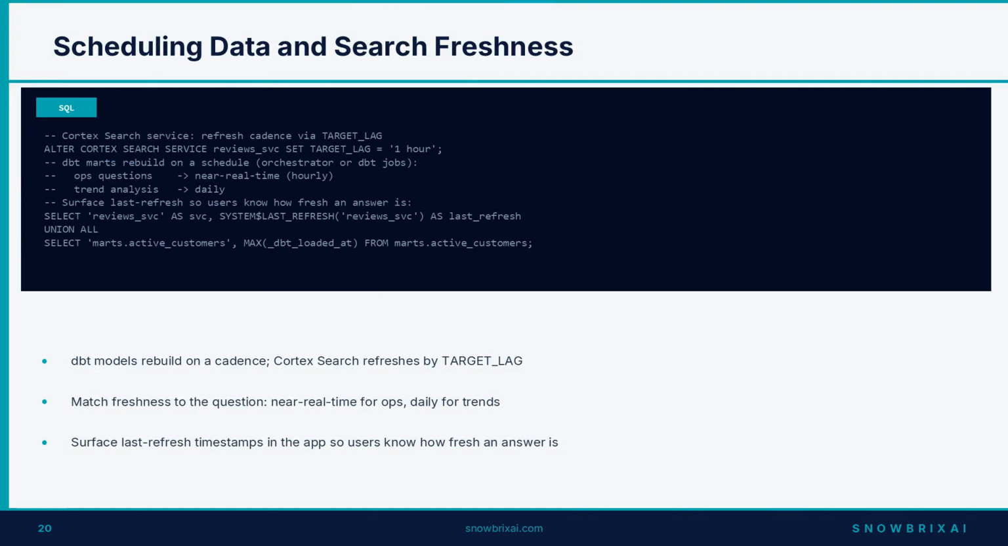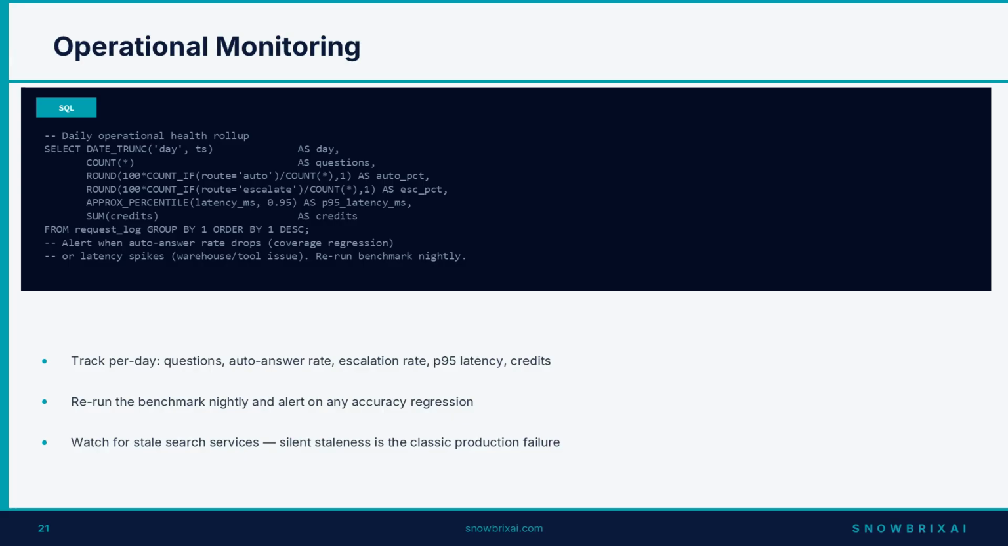Next, freshness. The DBT models rebuild on a cadence, hourly or daily, through your orchestrator or DBT jobs. And a Cortex search service refreshes by its target lag, here set to 1 hour. Match the freshness to the question: near real time for ops, daily for trend work, and surface the last refresh timestamp right in the app, so a user knows how fresh the answer is. Confirm the current scheduling options against the docs. They move.